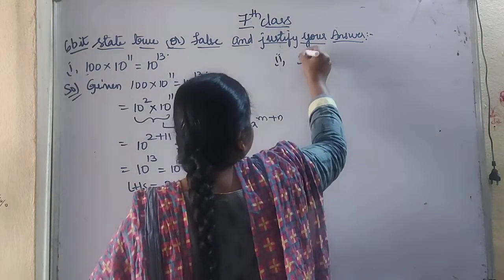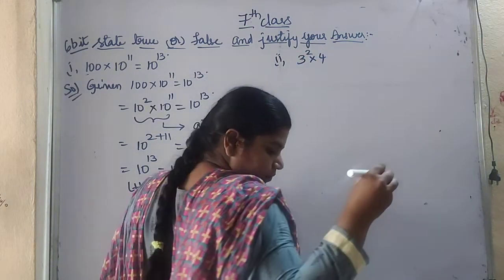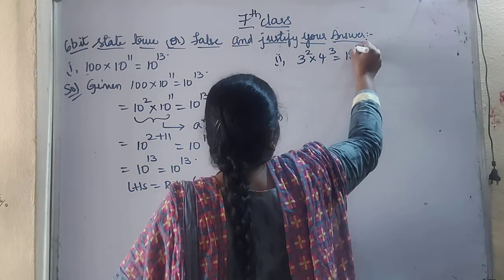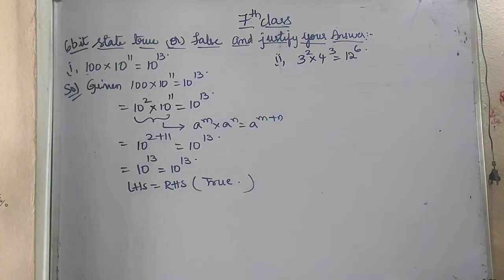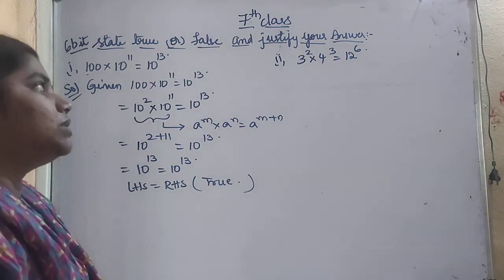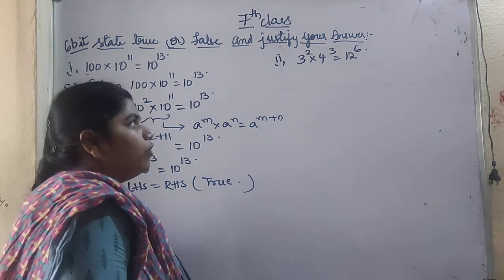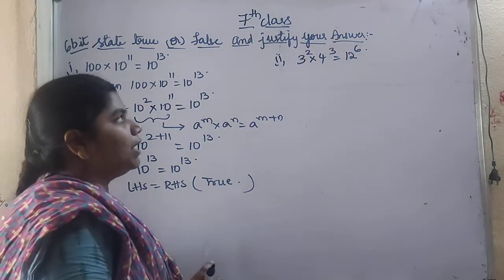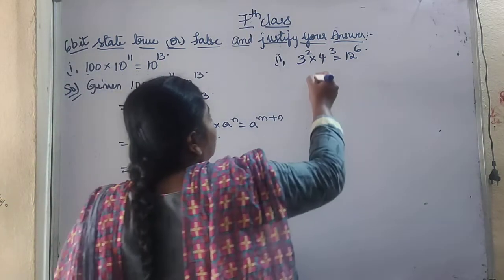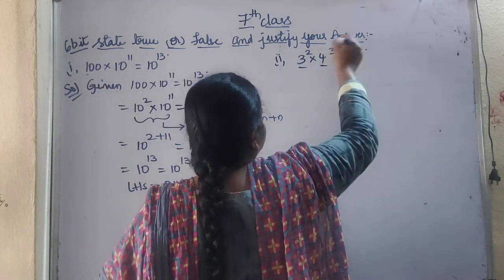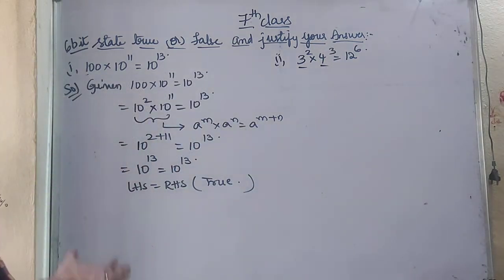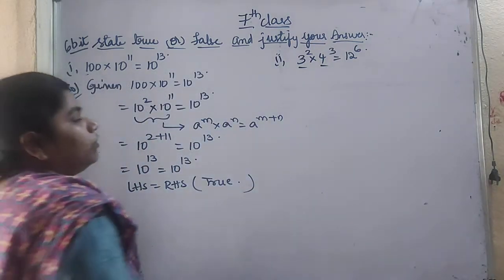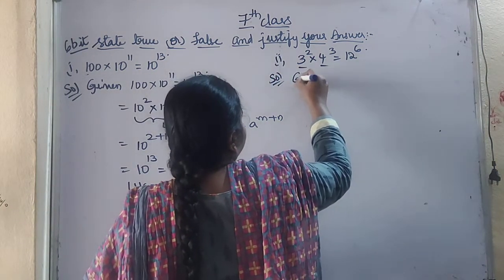3 square into 4 power 3 is equals to 12 power 6. Can you write it as 12 power 6 here? Can any formula or law be applied here? No, we can't apply any formula here because both bases are different and the powers are also different. So we will directly multiply the terms here.